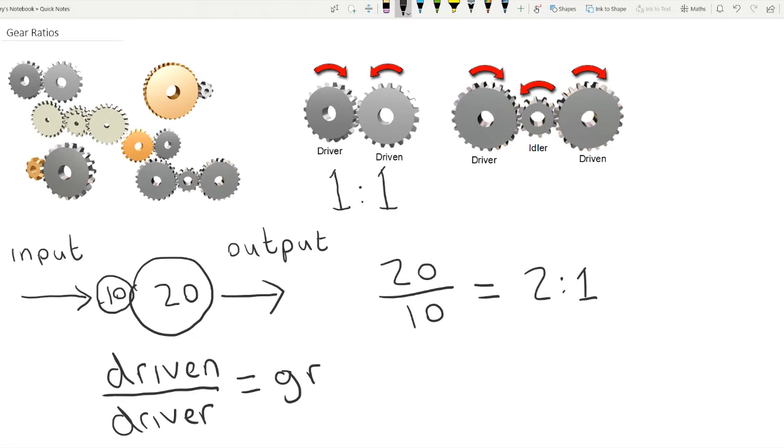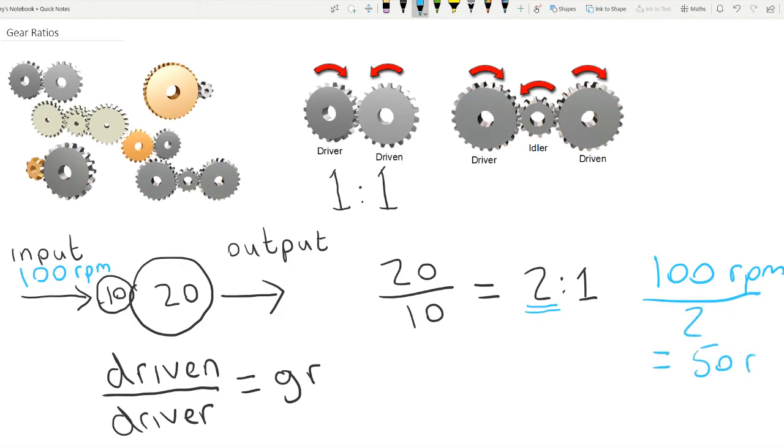Now if I had another number in here, I'll just change colours for the numbers. So let's put a really simple number in here of 100 RPM. Okay, our output speed is going to be half, so we can simply use this number here, and we can do 100 RPM divided by 2, and that is going to give us 50 RPM. And that's as simple as it is.